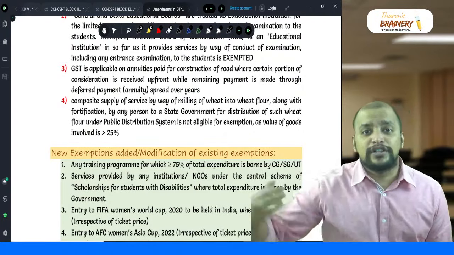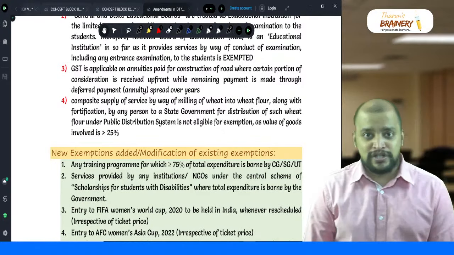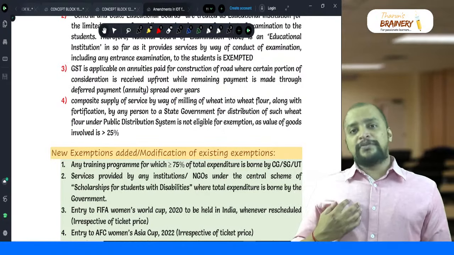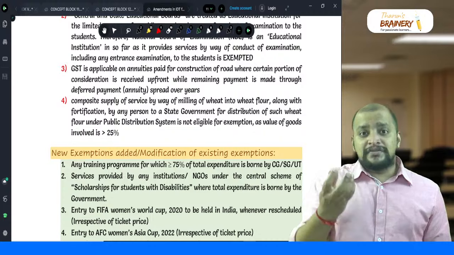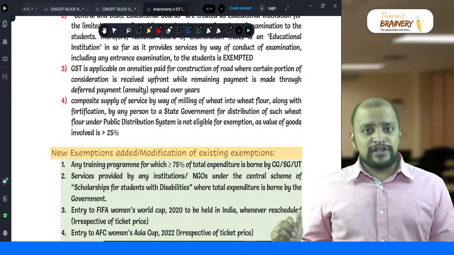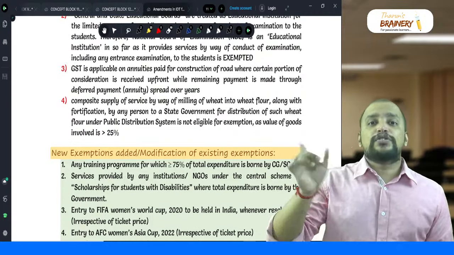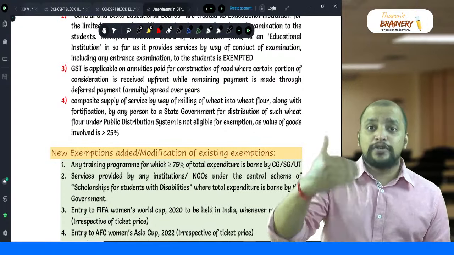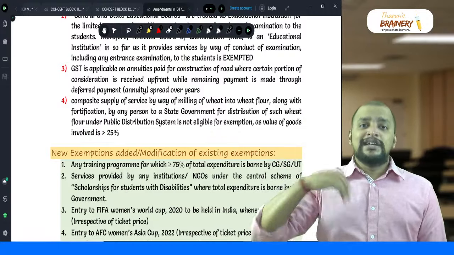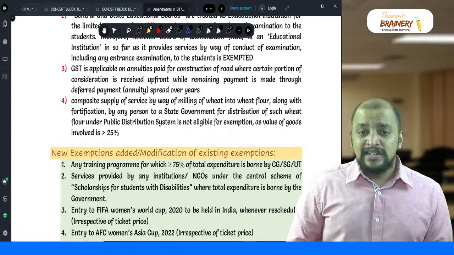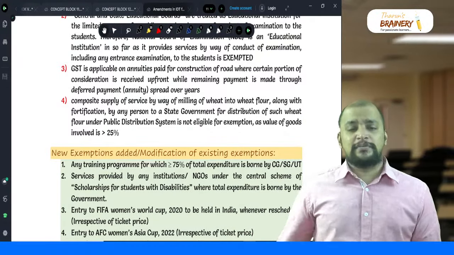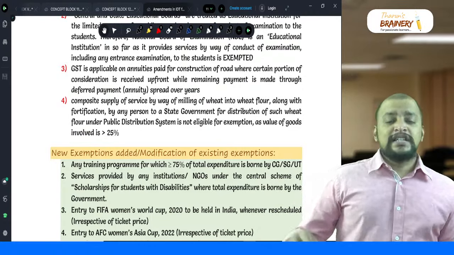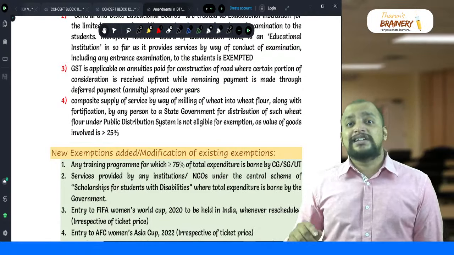So the government will do the distribution under PDS, public distribution system or ration shops. So now I am that person. I procure the wheat, convert it into wheat flour and I am giving it to the government. So now any outsourced services will be exempted. That is, if government is required to do something and if they outsource it to me, that is exempted. In that case, then this activity is also exempted? No, because in this, the value of goods exceeds 25%.